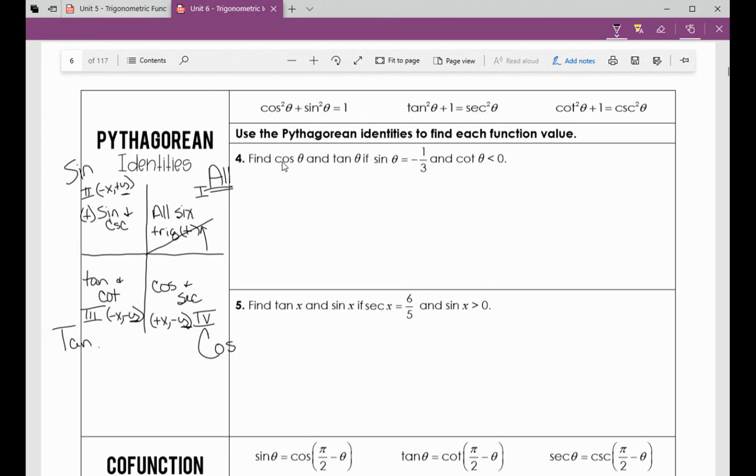Okay, so we're asked to find cosine and tangent if sine is negative 1/3 and cotangent is also negative. So out of the 4 quadrants, which 2 can produce a negative sine outcome? It's not first quadrant. Nothing's negative in the first quadrant. Third and fourth. Okay. Now, out of those 2, there's only one place that cotangent is negative.